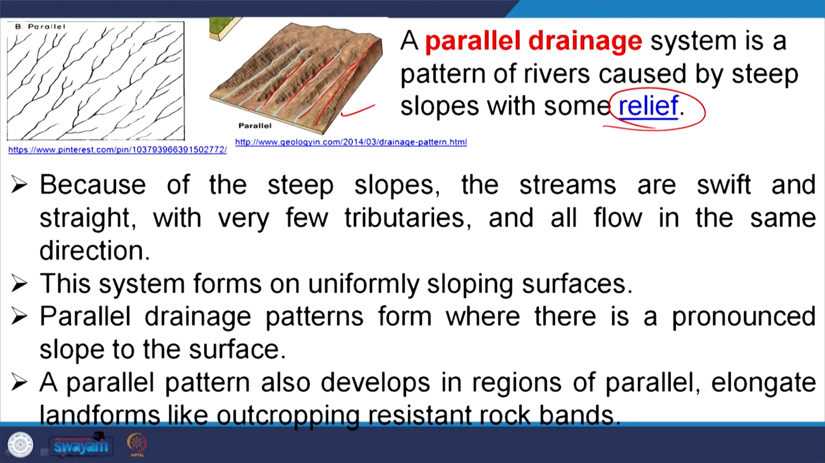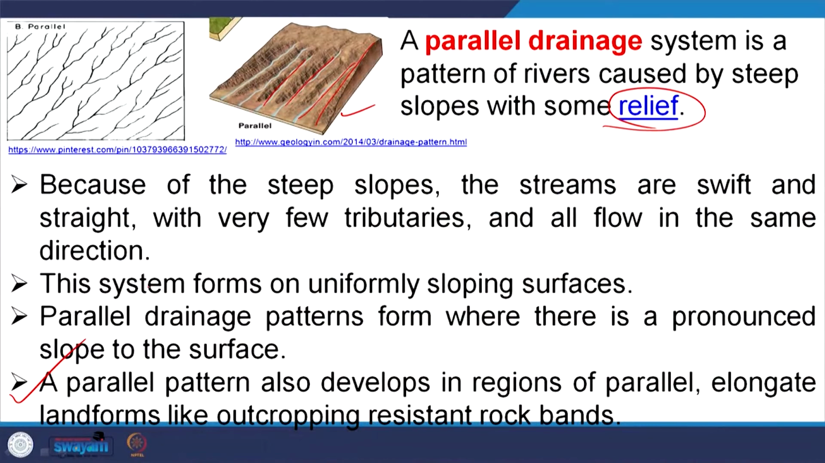So, here there are alternate hard and soft rocks. Soft rock will easily erode and accommodate a channel within it, and hard rock will remain resistant and serve as a ridge. So, this type of parallel drainage pattern is also seen in regions where alternate hard and soft rocks are exposed. So, this is the geological interpretation.